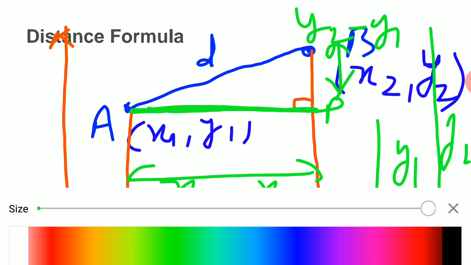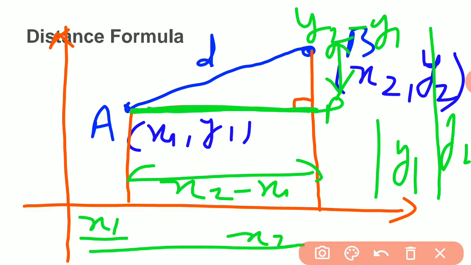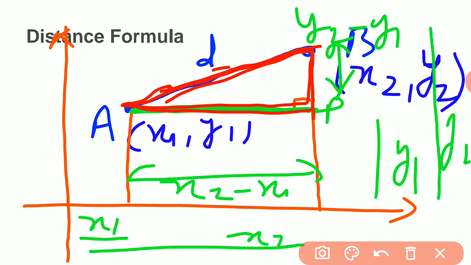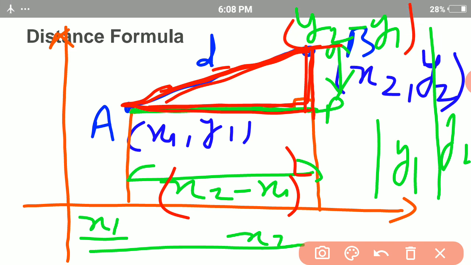And now we will use the Pythagoras theorem in this triangle. In triangle BAP, we will use the Pythagoras theorem. Then AB square equals AP square plus BP square. It means AB square equals (x2 minus x1) whole square plus (y2 minus y1) whole square.